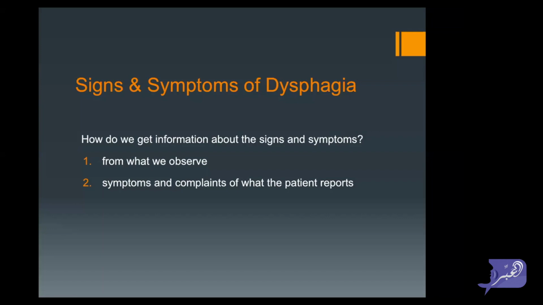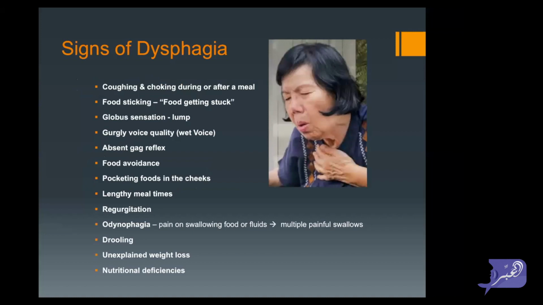Sometimes the patient will come and say, well, I have this like lump feeling in my throat, or I choke every time I sip on my tea. Or I stopped eating this because every time I eat it, it causes me to cough. So it's, again, the complaints of what the patient is reporting, what the caregiver is reporting as well. So things to watch out for are coughing, choking after a meal or during a meal, food sticking, so they feel like something is stuck in the throat.